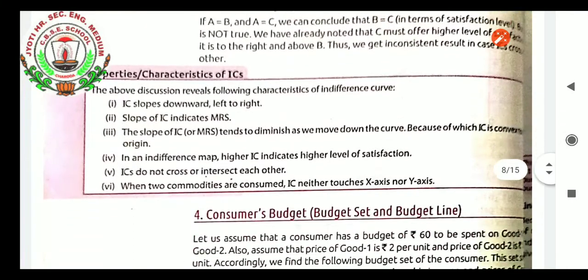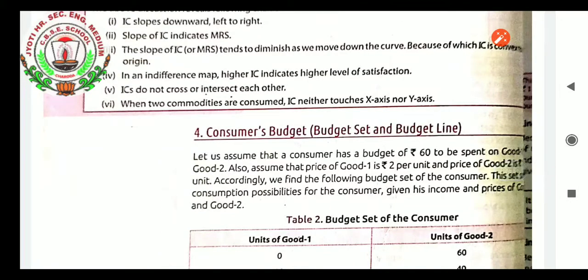Now comes my topic, consumer budget. I hope yesterday's problem is solved, as the last topic was disturbed because of the storage capacity and a problem in my phone. So because of that, now the points are getting clear.